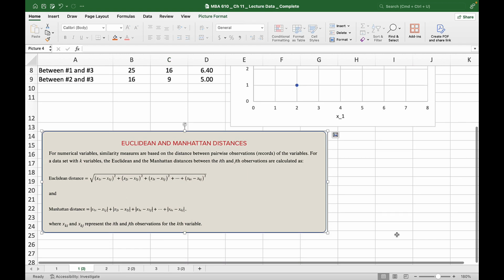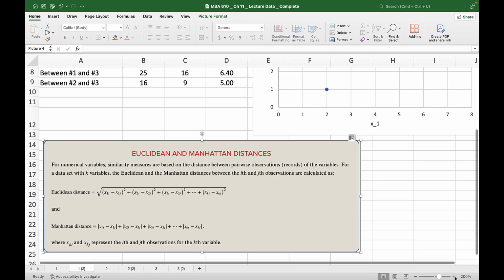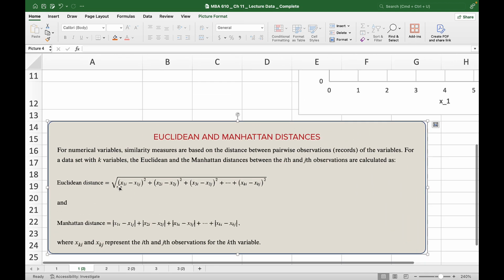So where the Euclidean distance was based on the squared difference in the value of the variables for two different observations, the Manhattan distance is based on the absolute value of the difference between two values of a variable for two separate observations. We can extend this to a multivariable case, but we've got two variables.